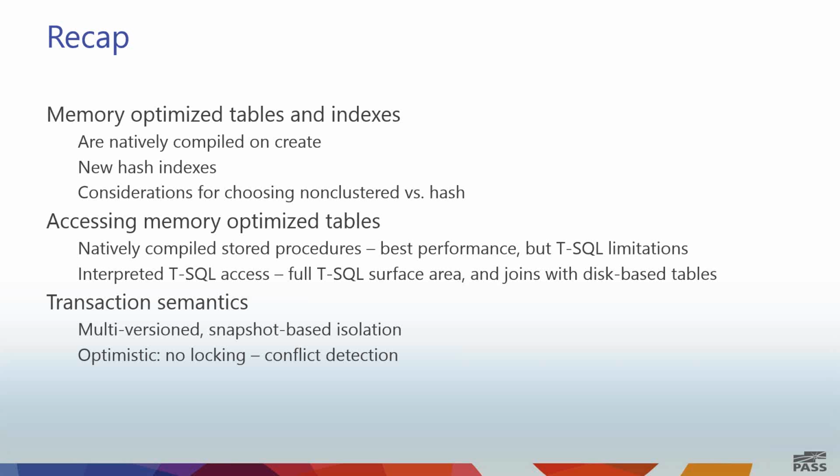For transaction semantics, two key things to keep in mind. So it's multi-versioned, and isolation is snapshot-based. So you have multiple versions in the system, so that when you write to a row, anyone else can still read the older versions of the row. And the other thing to keep in mind is it's optimistic, so we don't have any locking, so there can be conflicts between transactions trying to write to the same set of rows, so you need to take care of that in your app in the form of retry logic.